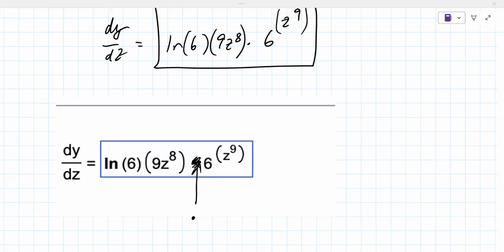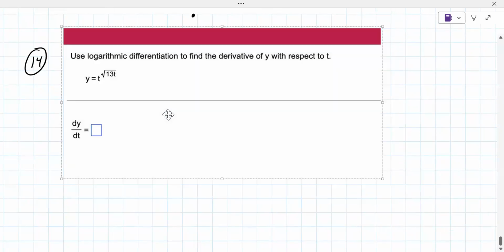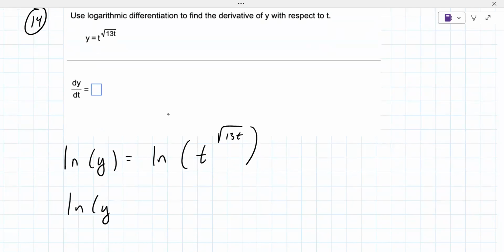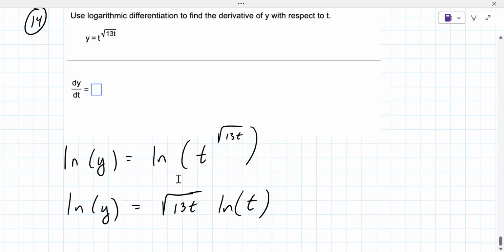All right, so let's see if we can get one more of these done before we close out here. Not implicit, logarithmic differentiation with implicit differentiation. Okay, so again, you take the natural log of both sides. So it's natural log of y equals natural log of t to the square root of 13t, like that. And then you always move the exponent out in front, like that. So you bring this out in front. This time, unfortunately, it's not a number.